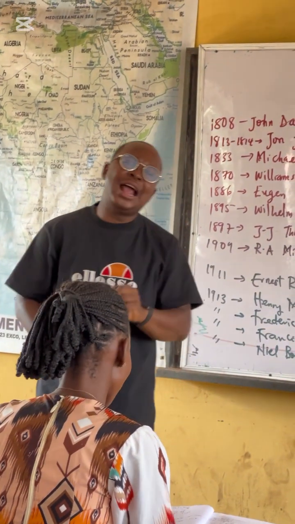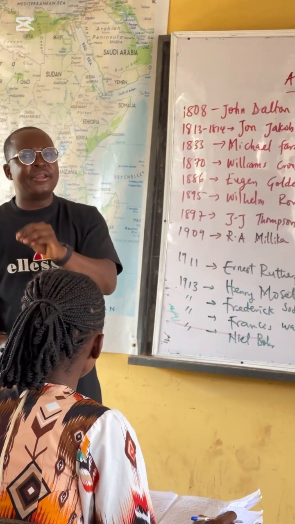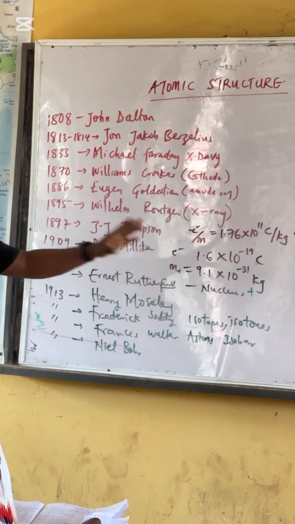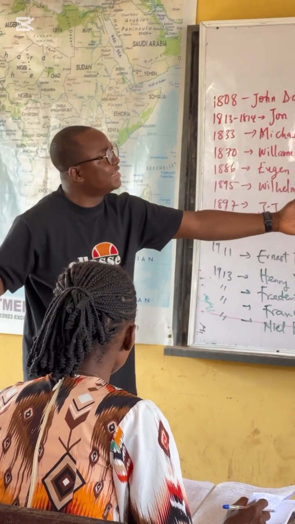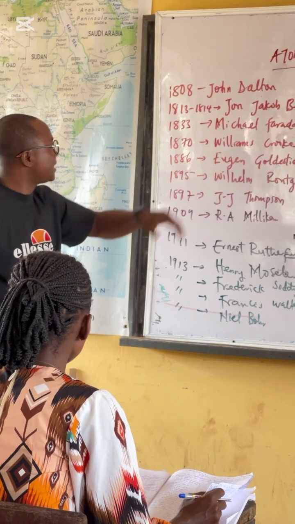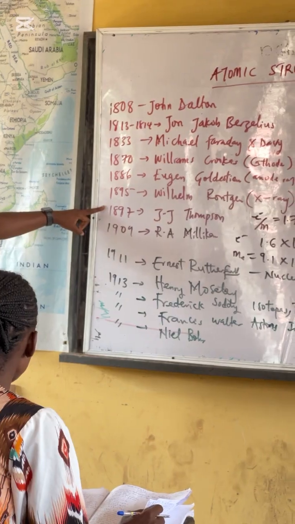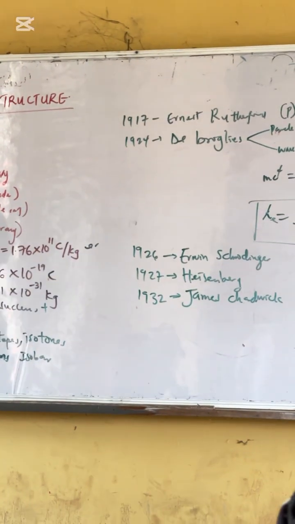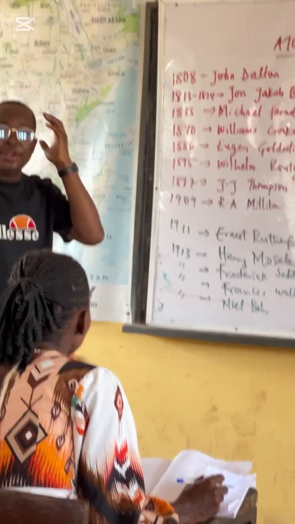As undergraduate students, either in OAU, UI, FUTA, or Adeyemi Federal University of Education, this is the history of the atom that you need to know. However, as a secondary school student, out of these 18, you just need to know 7: John Dalton, J.J. Thomson, R.A. Millikan, Ernest Rutherford, Henry Moseley, Bohr, and James Chadwick. But for 100 level in higher institution, all these scientists must be in your brain.